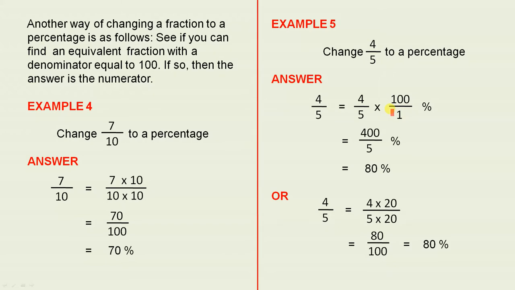Change 4 over 5 to a percentage. Now we're using the first rule that I mentioned earlier. We're multiplying 4 on 5 by 100 over 1. That gives you 400 on 5, which is 80%.